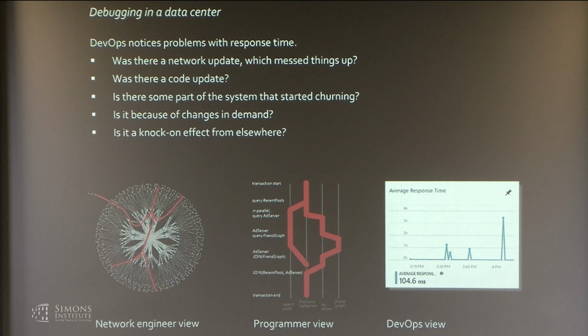Is it because of external factors like a change in demand? Or is it a weird knock-on effect? There's some change in this part of the system, which changed the way that works, which had a knock-on effect to the part of the system I'm interested in. These are fiendishly difficult problems to debug precisely because of this interplay of code and infrastructure.